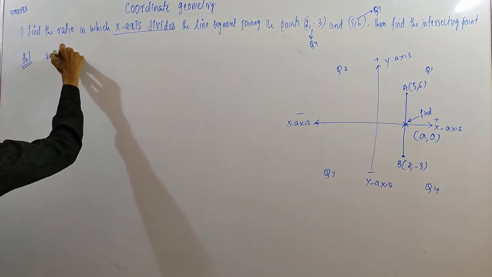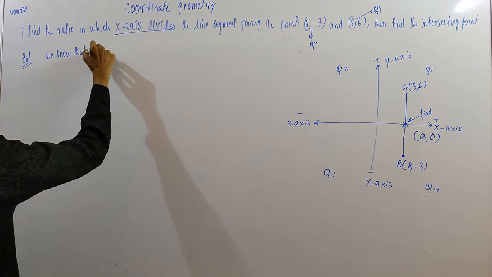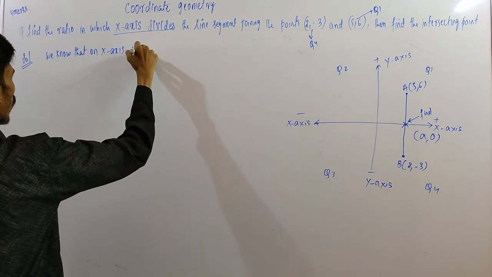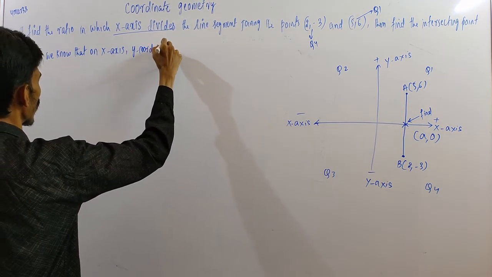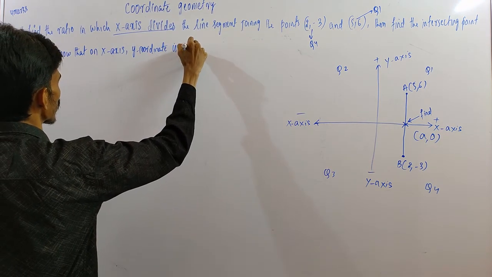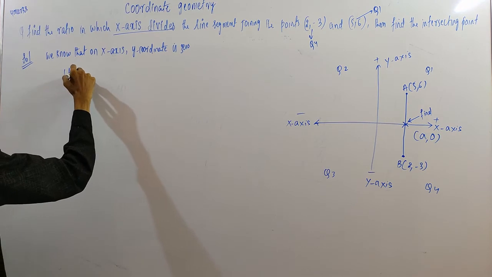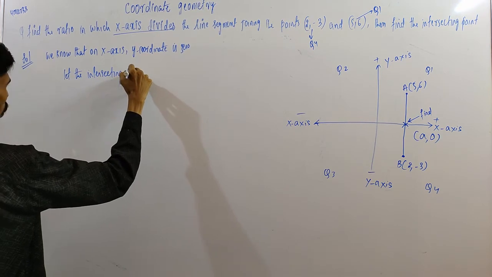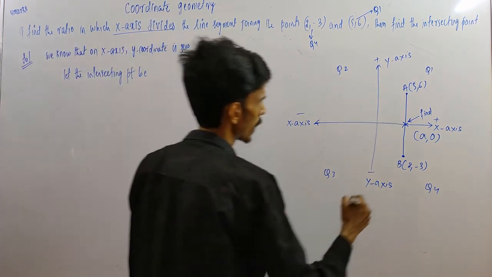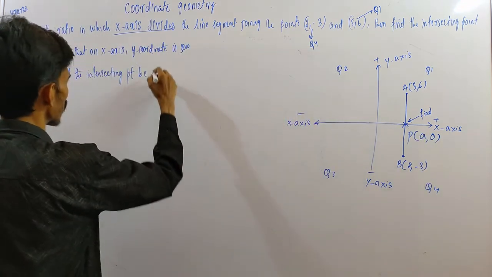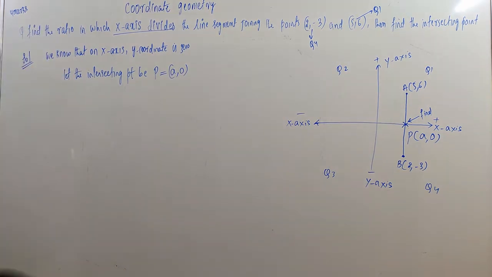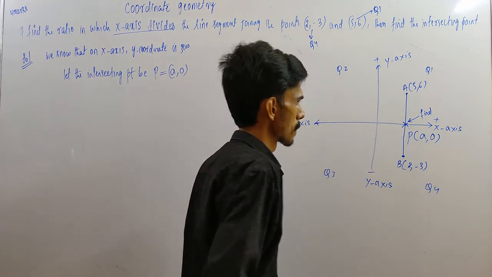We know that on the x-axis, the y coordinate is 0. So let the intersecting point be named P. P is (a, 0). We don't know the value of a, we have to find out the value of a.